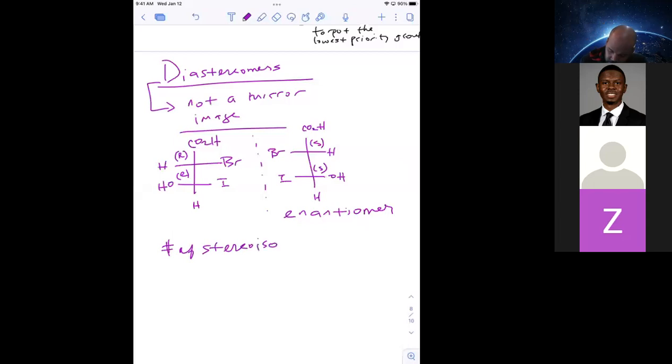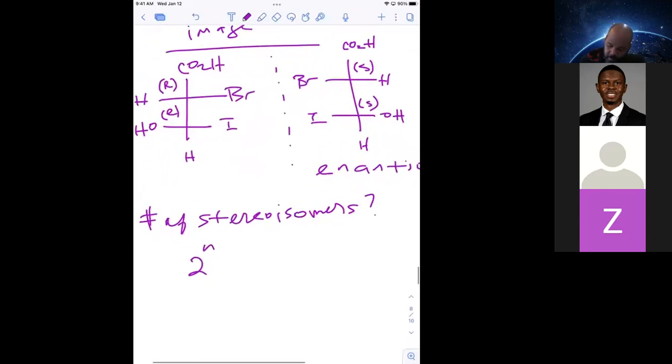How many stereoisomers are possible? It's 2 to the n, right? How many stereocenters are here? 2. So it's going to be 2 to the 2, which is 4.